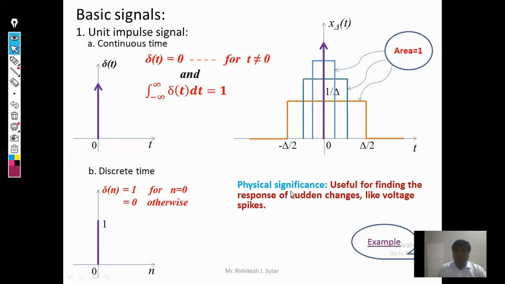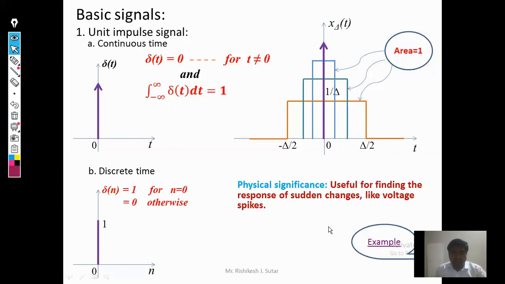If you see the physical significance, then the physical significance for this unit impulse signal is that it is useful for finding the responses of sudden changes like voltage spikes, like lightning in the sky. So this is the physical significance for the unit impulse signal.